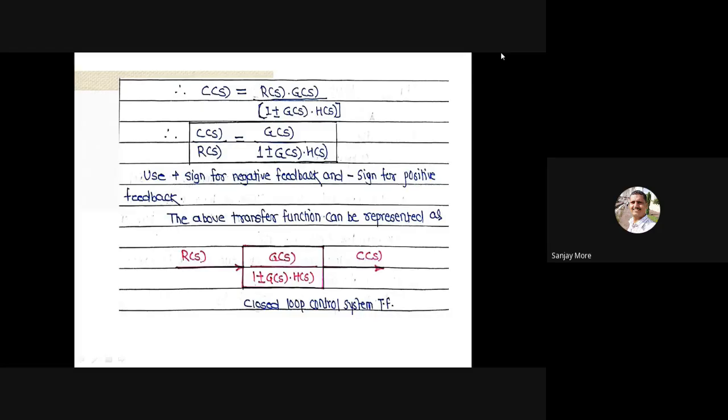The above transfer function can be expressed as R(S), in block G(S) divided by 1 plus G(S) into H(S), and output. This is the reference point and this is the output point. This is known as the closed loop control system transfer function.